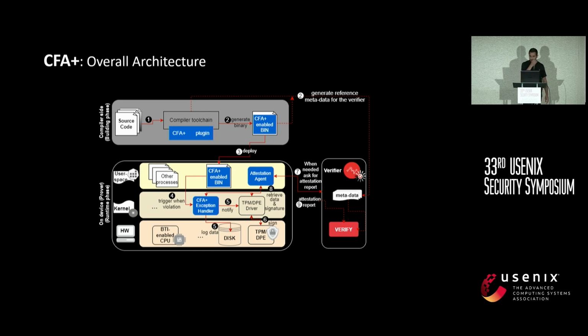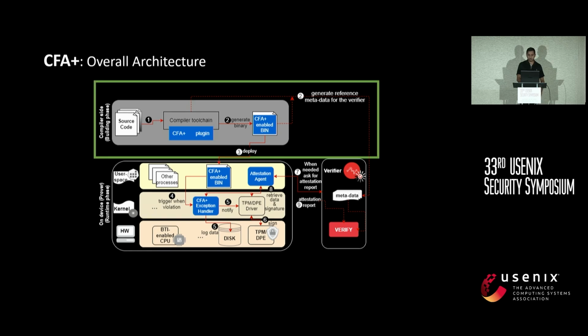This is the overall architecture of CFA+. It consists of three parts. We have the compiler toolchain. We have the prover side, where we implement an exception handling module that, once triggered, does some jobs like logging minimal data for our attestation reports, and also anchoring these results in the root of trust. And we have the verifier side.